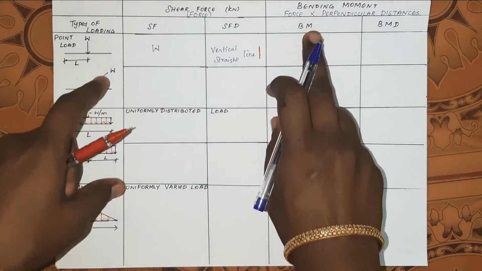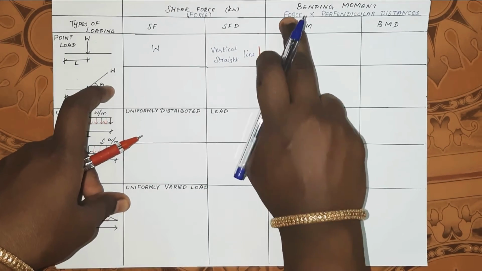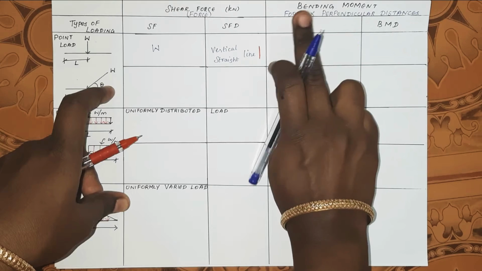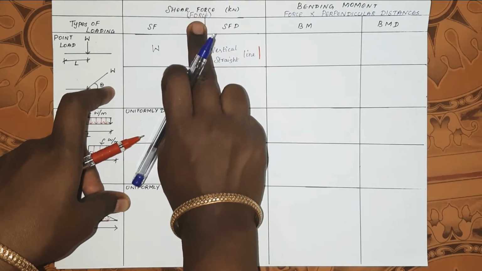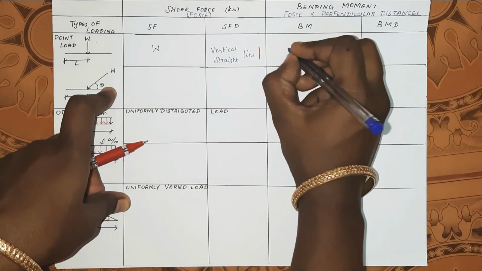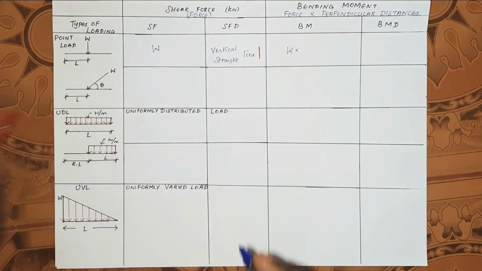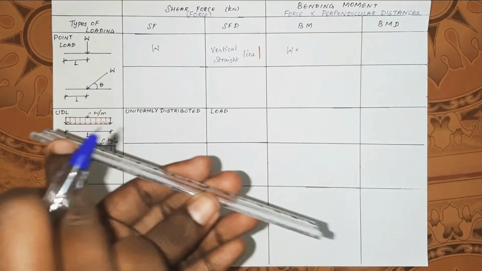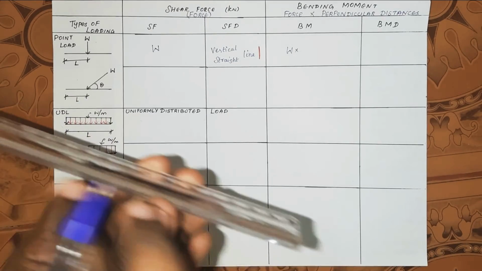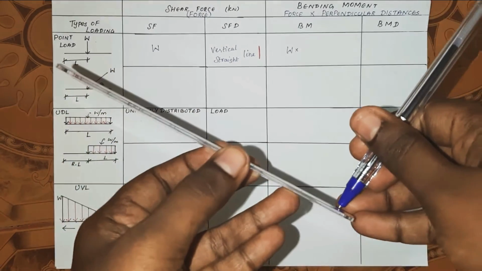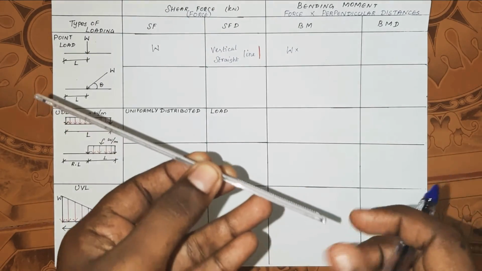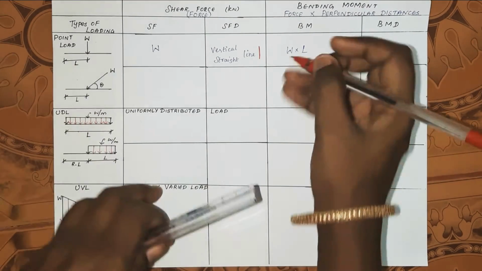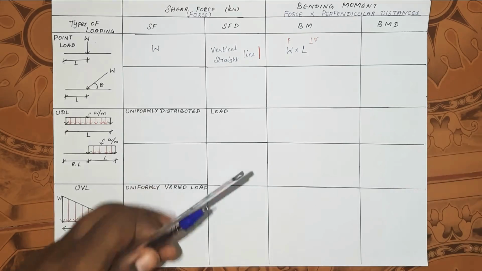Again, when you go for bending moment, what is bending moment? Force into perpendicular distance. Here the force is the shear force, so we take this force as W. What is the perpendicular distance for loading? When a point load is acting on a beam like this, and the length of the beam is L, this is the perpendicular distance, so we write it as WL. Do you understand? This is the force, and this one is the perpendicular distance.